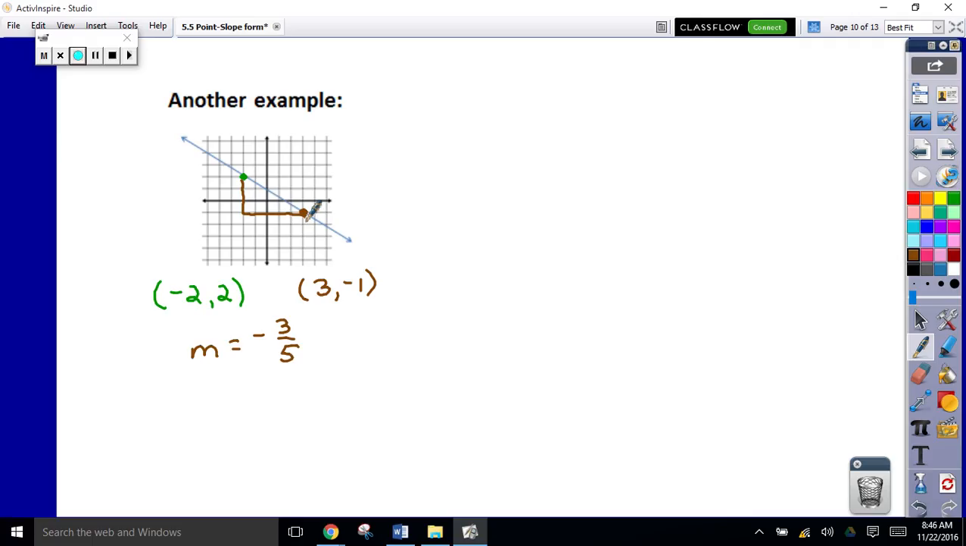Okay, now remember, I could choose to write an equation using the green point, or I could choose to write an equation using the brown point. TJ, which point should we use? Green? Okay, I'll switch back to green. Can you tell me what to write? y minus 2 equals -3/5 parentheses x plus 2. Good. So that's one equation we could write.